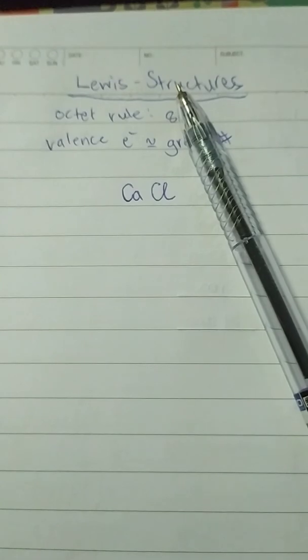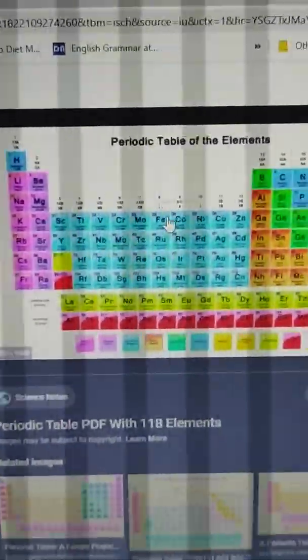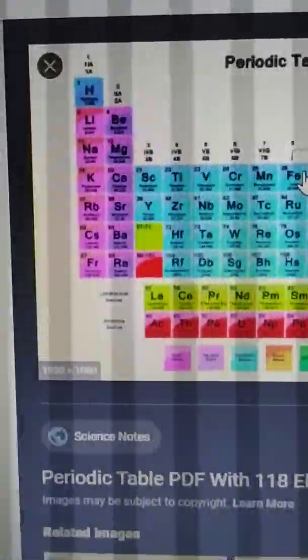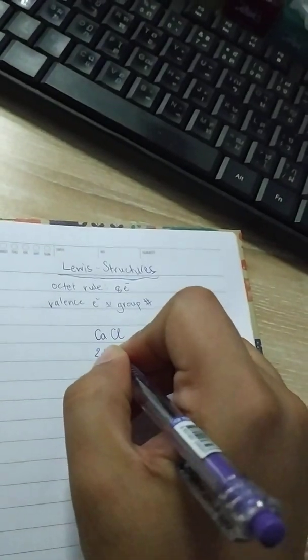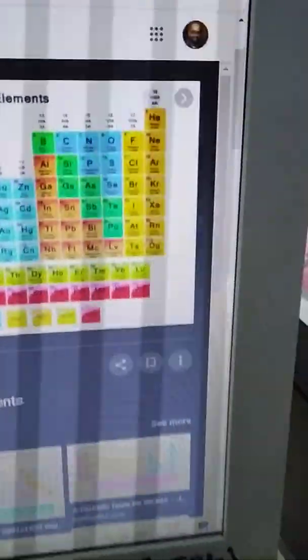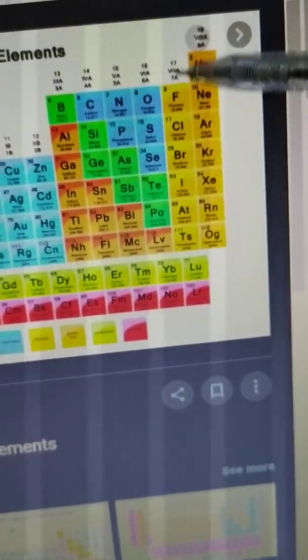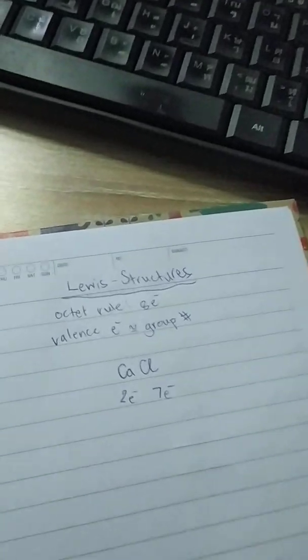For the periodic table, what you're going to do is look, where is this element? I'm going to show you quickly. There is my periodic table, and I'm going to look for calcium. Calcium is in group 2, right over there. So we know that for calcium, the amount of valence electrons will be 2. Chlorine is in the 7th group, right there. Chlorine is in main group 7, or 17 on this table. So for this one, we'll have 7 electrons.